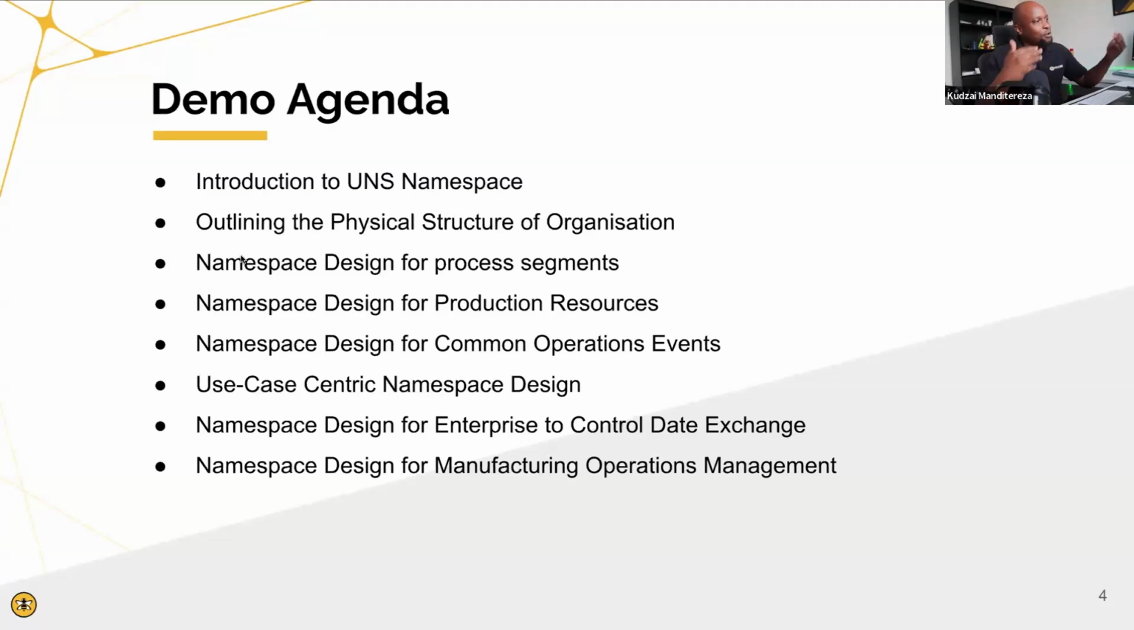And then we're going to talk about exactly how to create some categories of the namespace to represent different segments of your process. We're going to talk about how to design a namespace to hold information about your production resources. And then we're also going to talk about namespaces for operations events, use case centric namespace design. And we're also going to talk about the namespaces that allow you to exchange information between your business domain and your control domain, and vice versa.